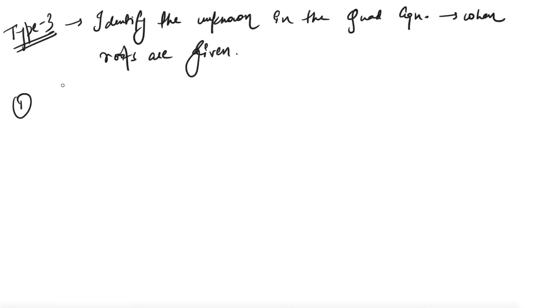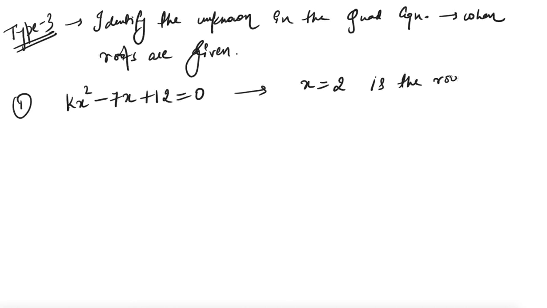Okay, say I have an equation kx² − 7x + 12 equals 0. Okay, and it is said that x equals 2 is the root of the given equation. Then the question is find the value of k. Understood the question? This is the equation given. It is said that x equals 2 is the root, and then you need to find out the value of k.